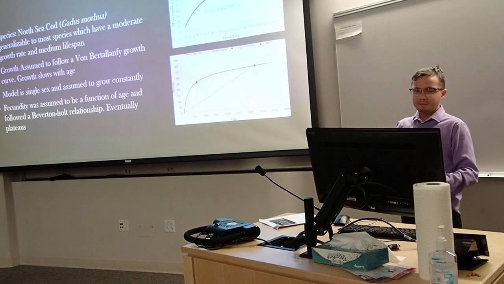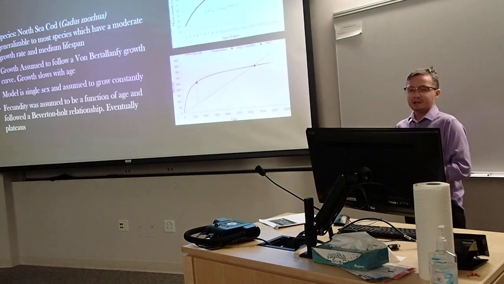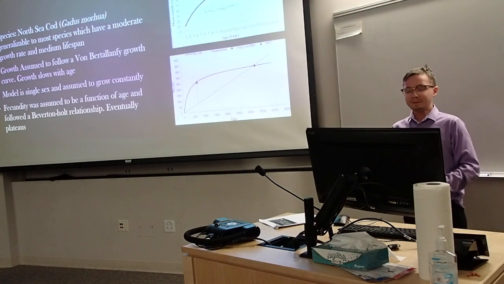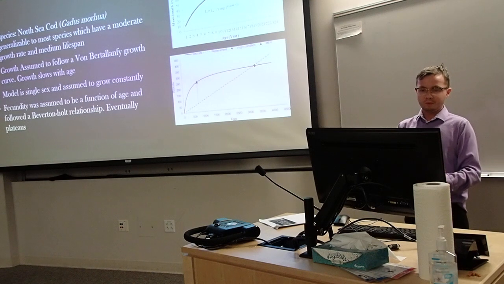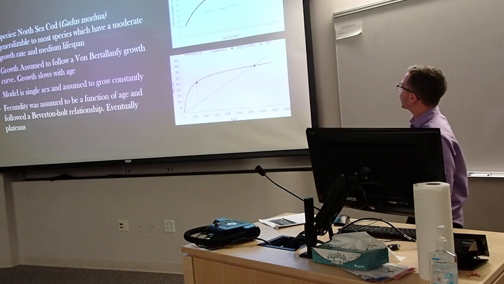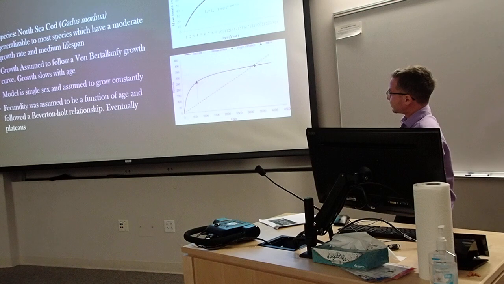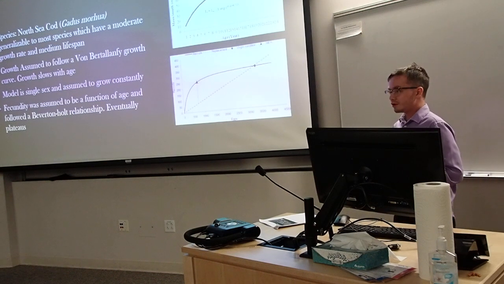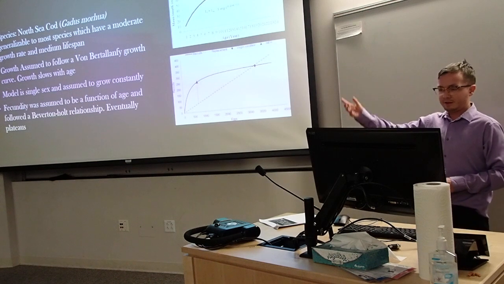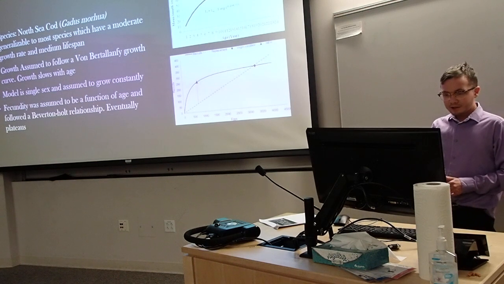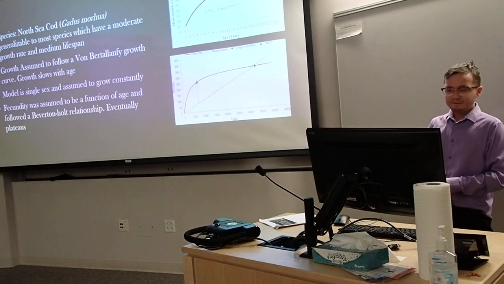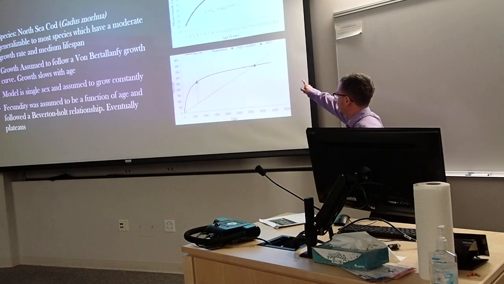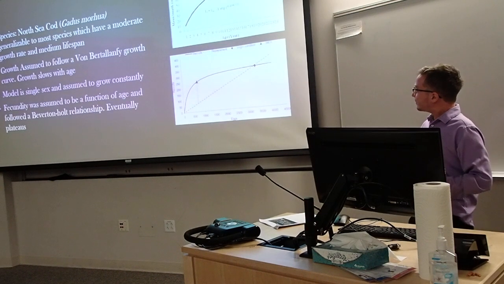So now let's talk about the model setup and how it works. First, the biological parameters. We based it on a North Sea cod, which is generalized to most species which have a moderate growth rate and a medium lifespan. Growth is assumed to follow a von Bertalanffy curve, which you can see up here, meaning that it will eventually slow with age. The model is single sex, and it grows constantly, though it does slow with age. And fecundity was assumed to be a function of age and follows a Beverton-Holt relationship, which you can see here, meaning it eventually plateaus.